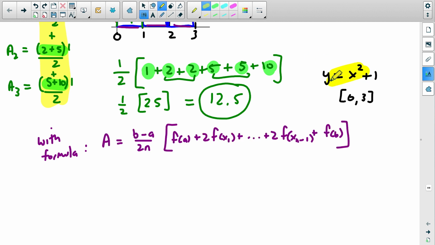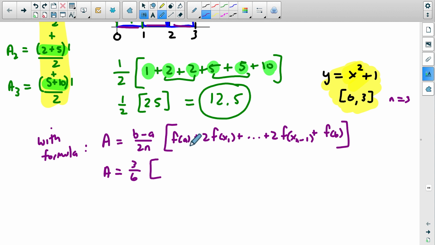Okay, just to speed things up, here's the question. We're trying to figure out what the area is under the curve, and here's the equation. And I just want to show you, you can do this without even graphing it. So we've got B minus A, well that's 3 minus 0, which is 3. 2 times N, remember, N is 3. It told us that there's 3 trapezoids. So 2 times 3 is 6. F of A, that's the first point, that'd be 0.